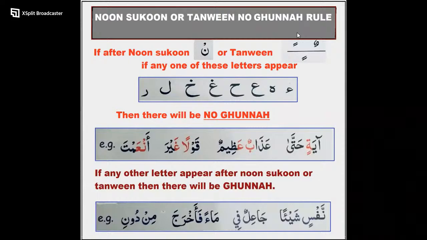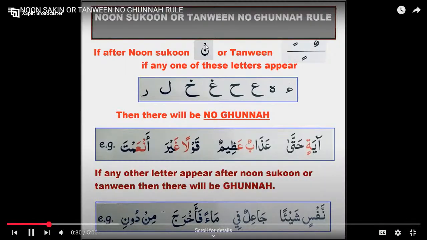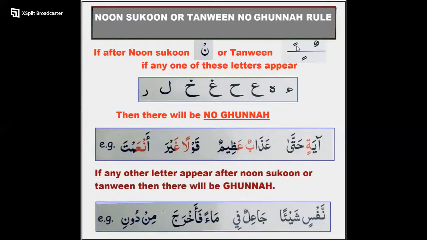Inshallah, today we are learning the rule about noon sakun or tanween when no gunna. So it's noon sakun or tanween, no gunna rule. So if you can see here the noon sakun shape, when noon has sakun on it, jazam on it, or noon sakina, or tanween. And we know that the double fatha, double kasra, or double dhamma, these we call tanween. So noon sakina or noon sakun or tanween.